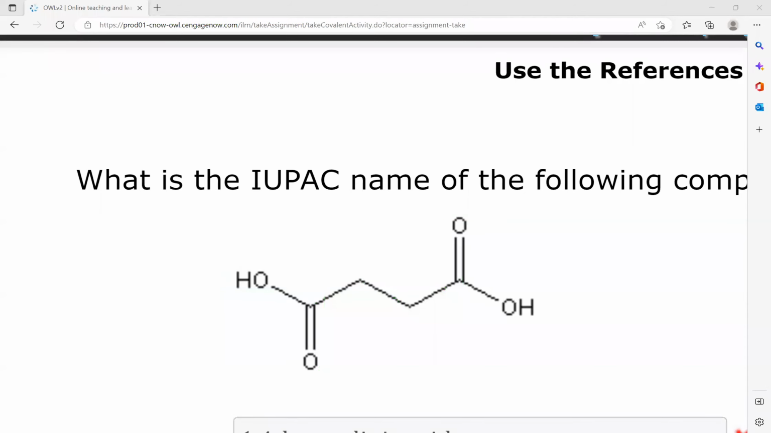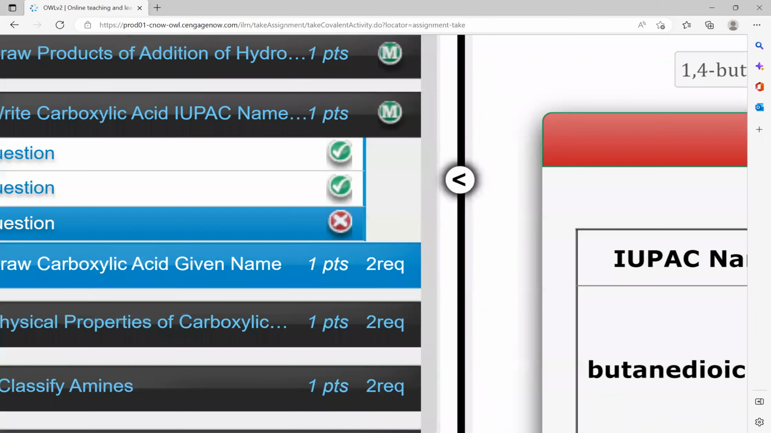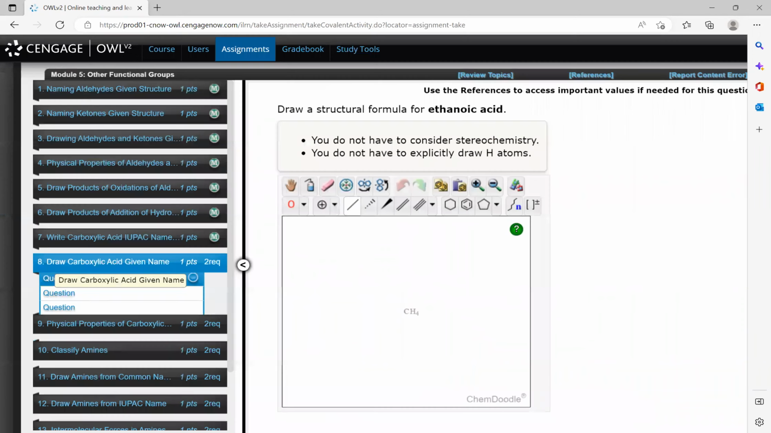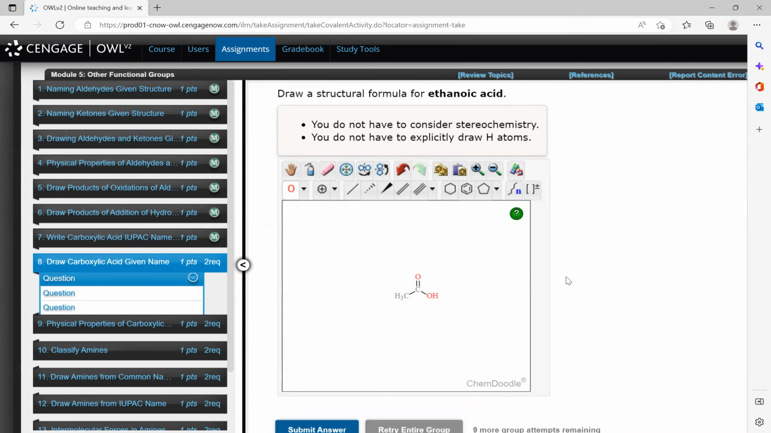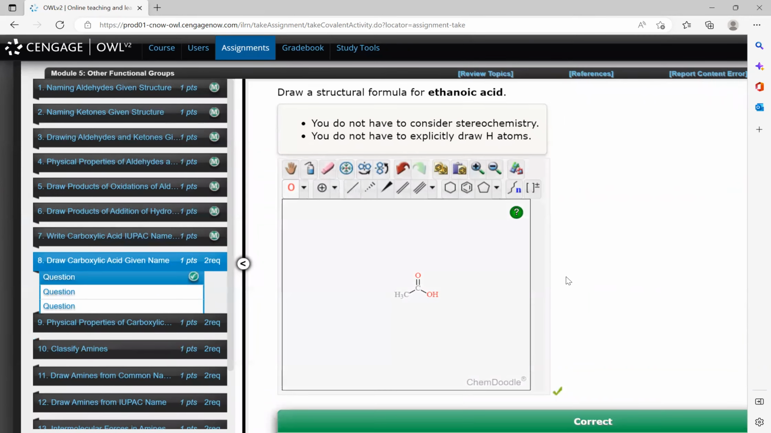All right, moving on to the next one. All right, we're going to draw the structural formula for ethanoic acid. Ethano tells us that we have 2 for ethane. Oic acid tells us we have a carboxylic acid. So we'll have that C double bonded O, OH group coming off. Submit our answer. We're good to go.